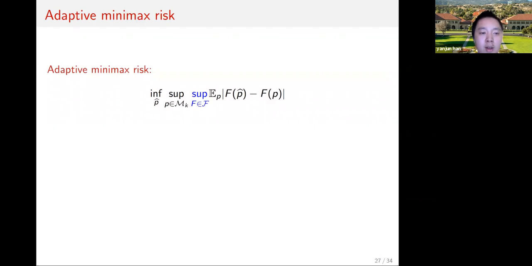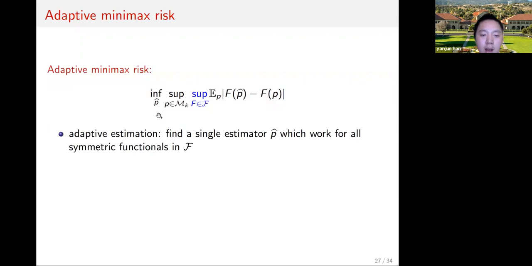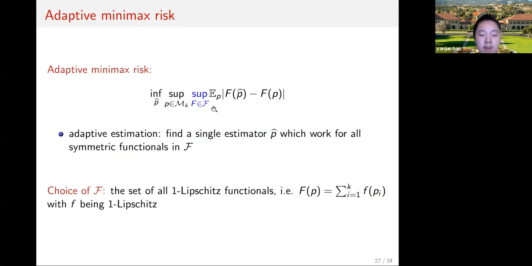To investigate this question, we study the following notion called the adaptive minimax risk. In this notation, the learner aims to find a single estimator p hat such that the expected L1 error of the plug-in p hat will be small for any hidden distribution supported on k elements, and also for any functional inside some class of functionals. To specify the class of functionals, we consider F to be the set of all 1-Lipschitz functionals, meaning that the function f will be 1-Lipschitz in this scenario. So this is called the adaptive minimax risk.